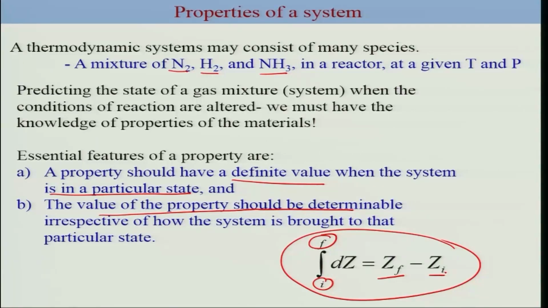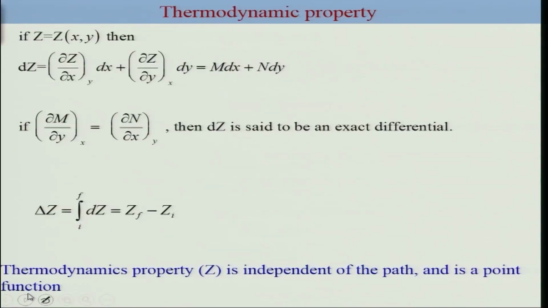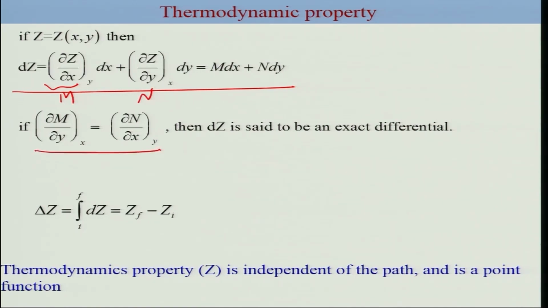Now let's look a little bit at the mathematics. If you say Z depends on two variables x and y, you can write the differential of Z in the following form, where the partial differential of Z with respect to x is given by M, and this is N. Mathematics tells us that if this condition holds, then dZ is said to be an exact differential. Now in such a condition you can integrate this in this form. That means you can write delta Z as the integral of dZ from i to f, and this would be given as the difference between Z final and the initial values.